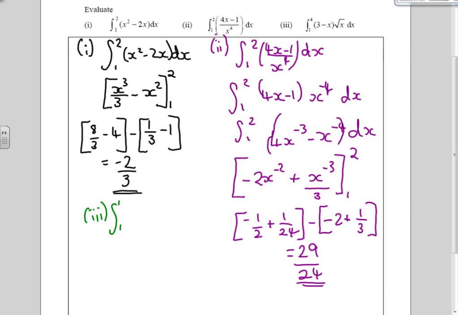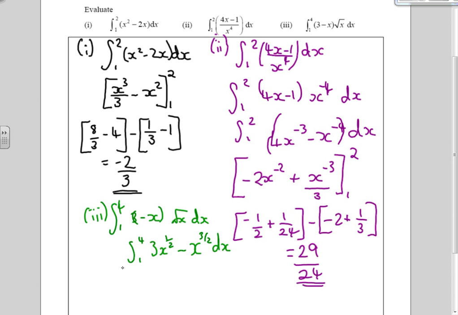we're asked to integrate between 1 and 4 this time 3 minus x all multiplied by root x dx. That's with respect to x. So we're going to be integrating between 1 and 4 of 3x to the power of a half. And then when we multiply, we add the powers, sorry. So that's minus x to the power of 1 times x to the power of half. So that gives me minus x to the power of 3 over 2 dx, integrating with respect to x.